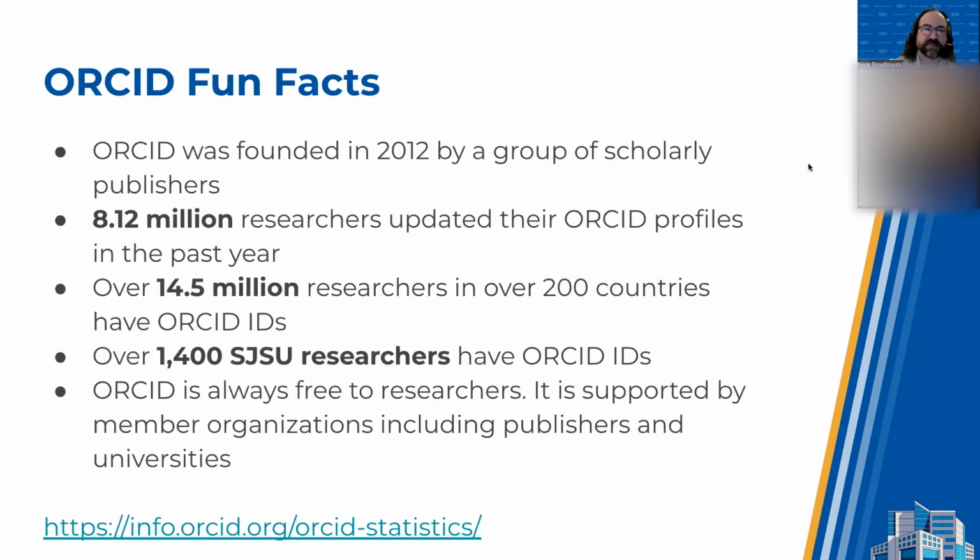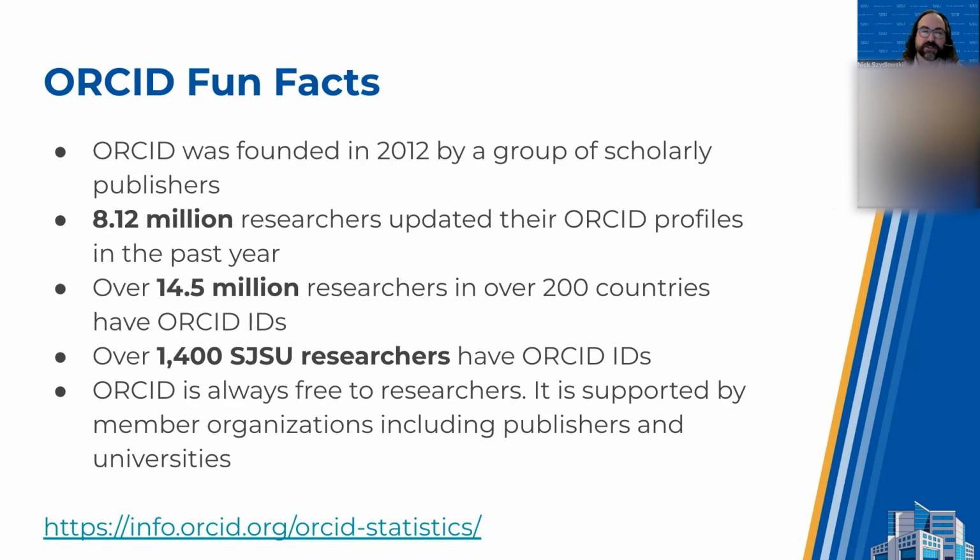So just some fun facts about ORCID. ORCID was founded in 2012 by a group of scholarly publishers, so it's over a decade old, and it's really become a key part of scholarly communication and research infrastructure globally since then. According to ORCID, 8.12 million researchers updated their ORCID profiles in just the past year, and over 14.5 million researchers in over 200 countries have ORCID IDs. So this is really a global system for identifying researchers and keeping track of their work.